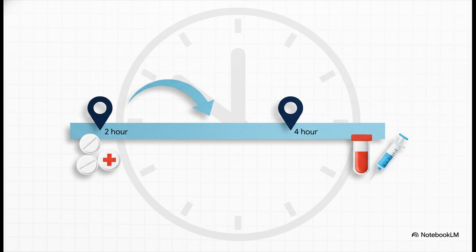Now, this timing is super critical. You have to remember, we can't accurately check paracetamol levels until at least 4 hours have passed. Why? Because that's when the drug concentration in the blood actually peaks. Any earlier, and you might get a falsely reassuring result.